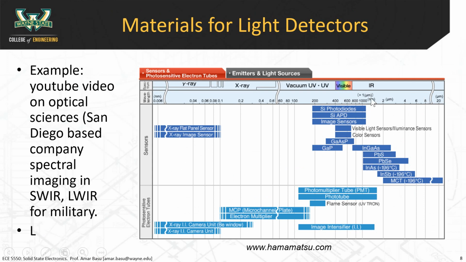I think at the end of class I mentioned that there's a lot of interest in not just detecting visible. Silicon can detect visible light pretty well, so most of our cameras are made of silicon. But there's also an interest in detecting IR. Does anyone remember why we'd want to detect IR? What type of applications might that be?